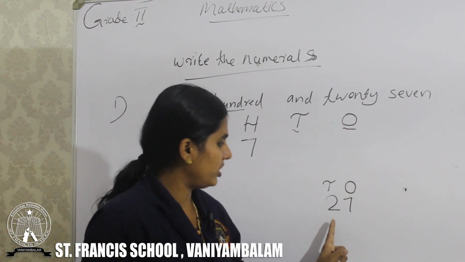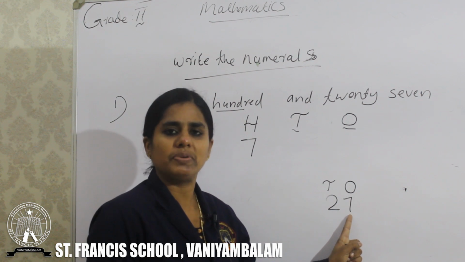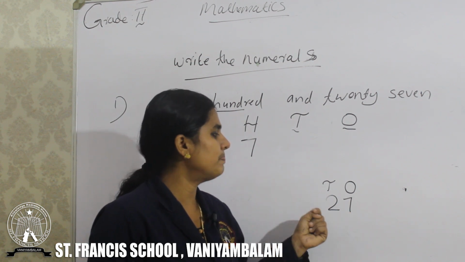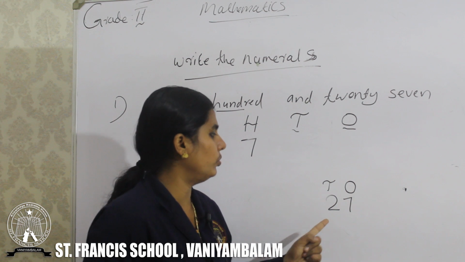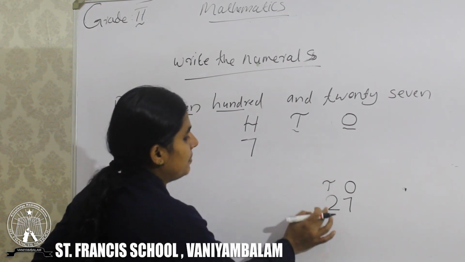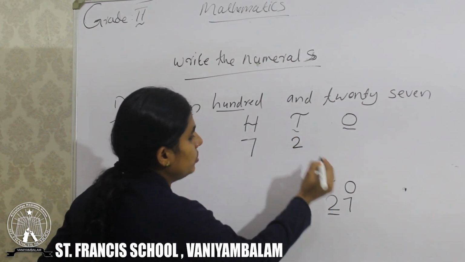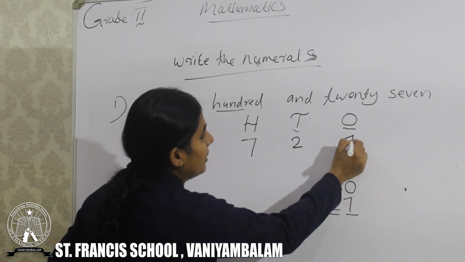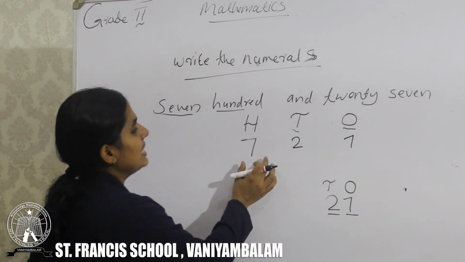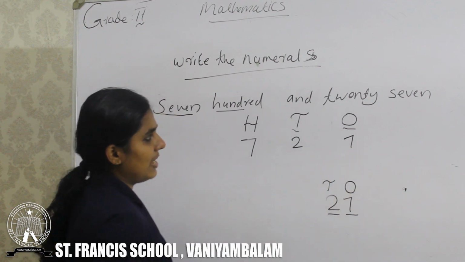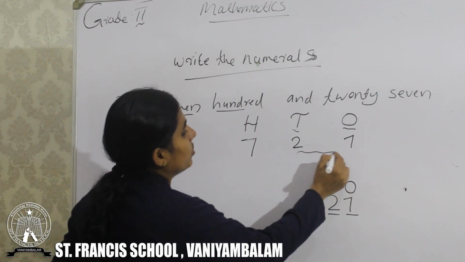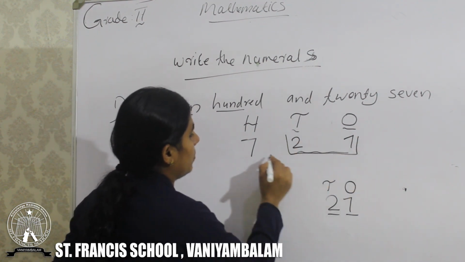Then number 27. In the ones place we have which number? Number 7. Tens place, which number? Number 2. That means 727. Now we can check our answer.